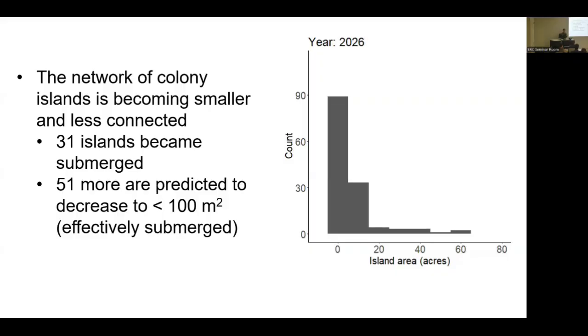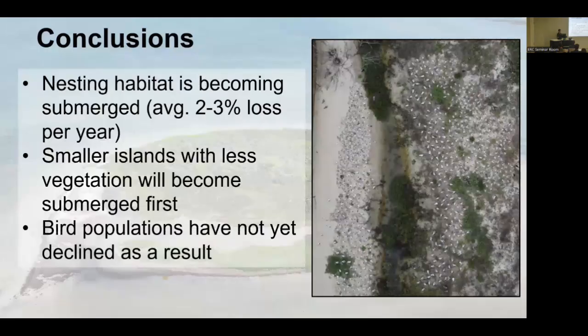So that means that the network of islands that these birds nest on will become smaller, and the islands that they're able to nest on will have less habitat than they do now. But the good news is that bird populations haven't started to decline yet, and managers are already taking action to rehabilitate some of the islands that are losing habitat most rapidly.